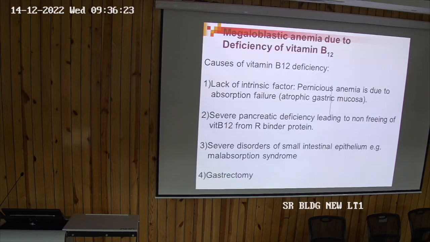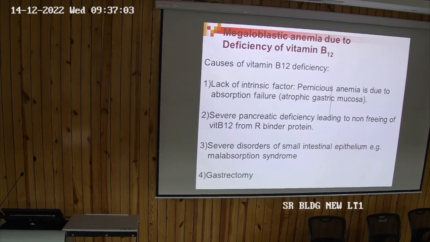Now, what can be the reason for deficiency of vitamin B12? It can be due to the atrophy of gastric mucosa. If there is atrophy or congenital absence of this particular layer, then there is deficiency of the intrinsic factor. If the intrinsic factor is not there, it will not be able to carry vitamin B12 and it will not be absorbed. Another important reason is severe pancreatic deficiency leading to non-freeing of vitamin B12. As it is taken into the GIT, it gets bound to another protein.